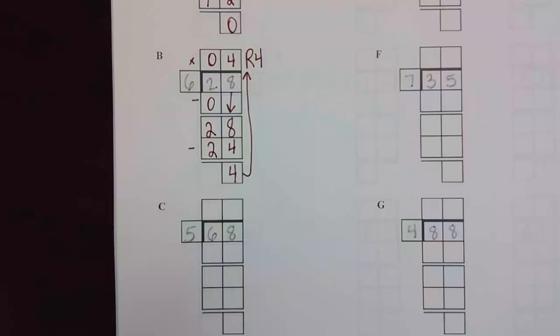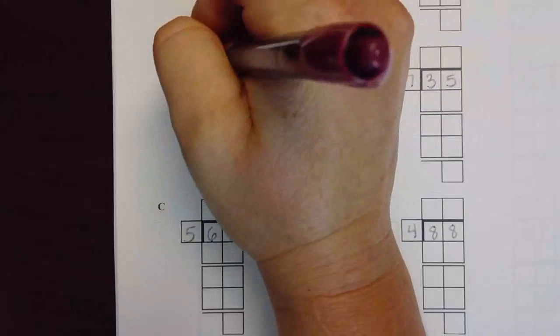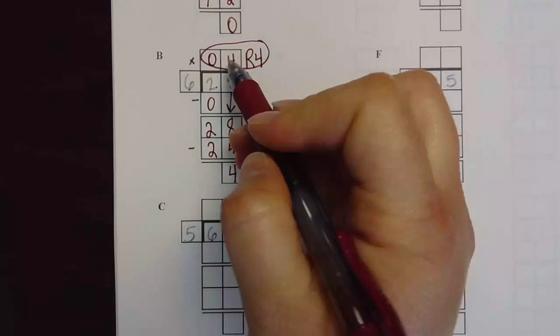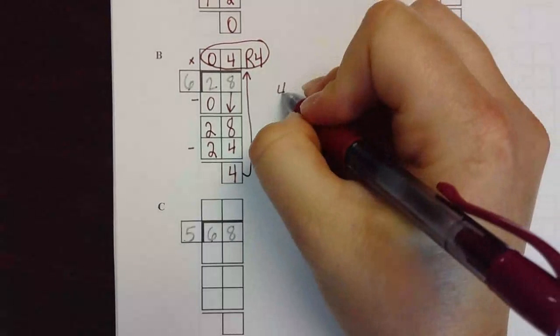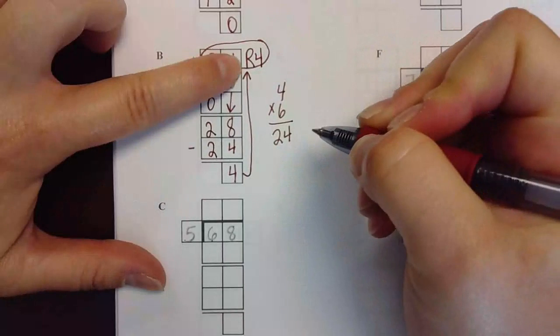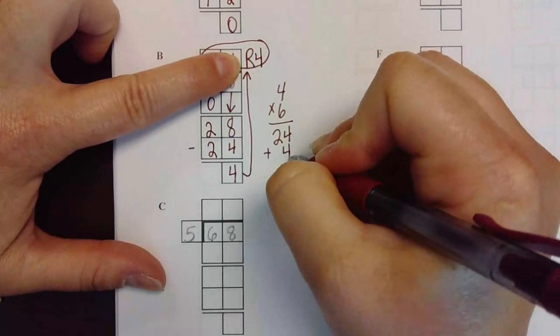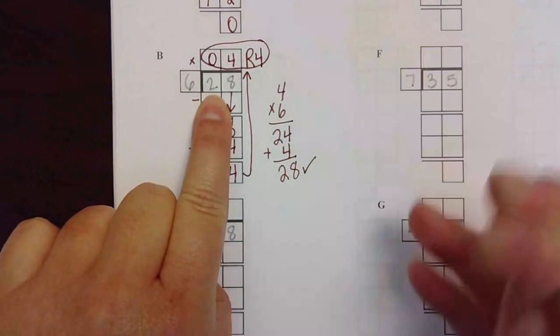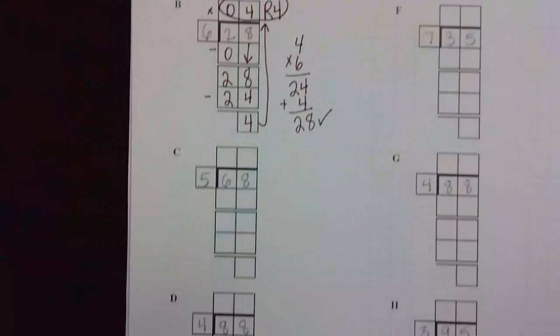So bring your remainder of 4 all the way to your quotient. Circle your quotient. And you always check it with multiplication. So I'm going to do 4 times 6. 6 times 4 is 24. Add in your remaining 4 to make 28. Is that my dividend? Check. Okay, C.